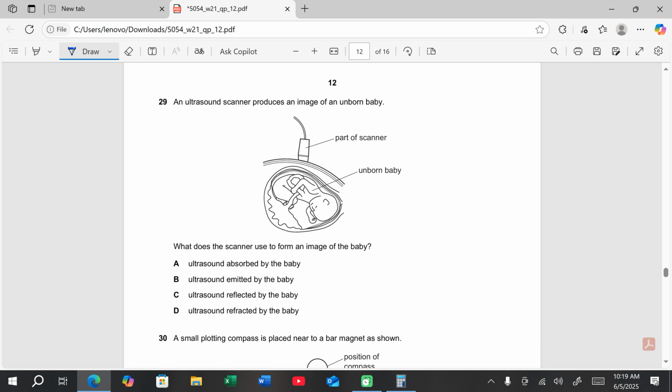An ultrasound scanner produces an image of an unborn baby. What does the scanner use to form an image of a baby? It is ultrasound absorbed by the baby. If it is absorbed, you cannot get the image. Ultrasound emitted by the baby or not emitted. Ultrasound is part of the scanner. Emitted by part of the scanner. Ultrasound reflected by the baby. Yes, it's not refracted, so it's reflected.